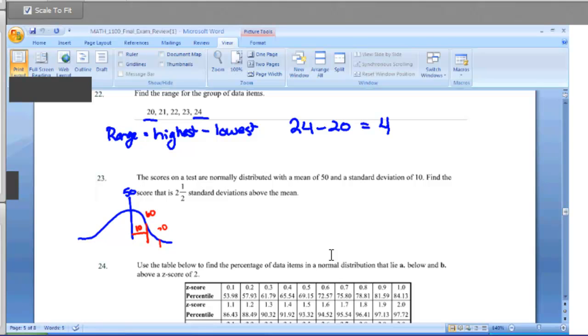And then we only want to go half of a standard deviation, so we're going to go 2.5. So half of 10 will be 5. So we're going to actually end up at 75. Another way that we could have done that is simply doing 50, so the mean plus 2.5 times the standard deviation. And again, that gives us 75.